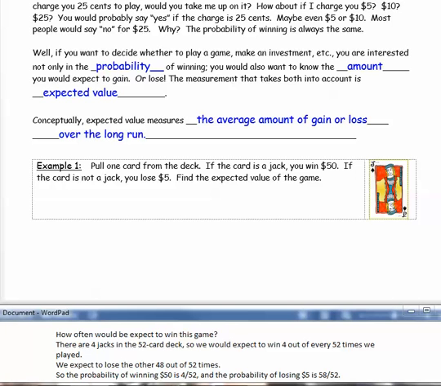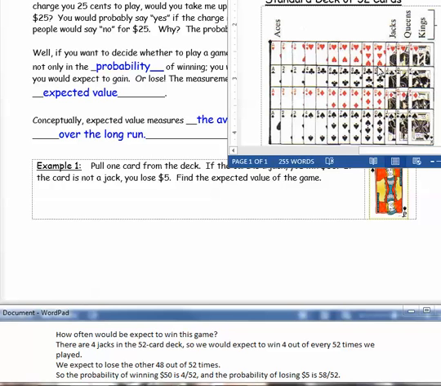How often would we expect to win this game? Well, there's 4 jacks in the 52 card deck, so we would expect to win 4 out of every 52 times we played. We expect to lose the other 48 out of 52 times. So the probability of winning $50 is 4 out of 52, and the probability of losing $5 is 48 out of 52. I just corrected a typo down here.